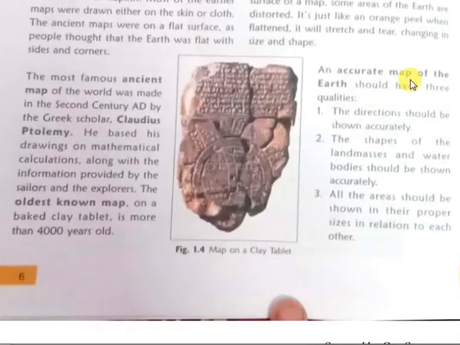So, an accurate map of the Earth should have three qualities. The direction should be shown accurately. The shapes of the land masses and water bodies should be shown accurately. All the areas should be shown in their proper sizes in relation to each other.